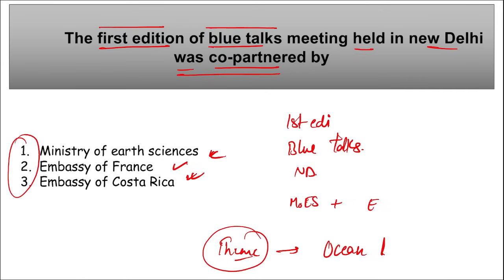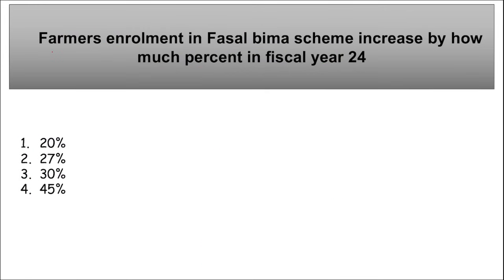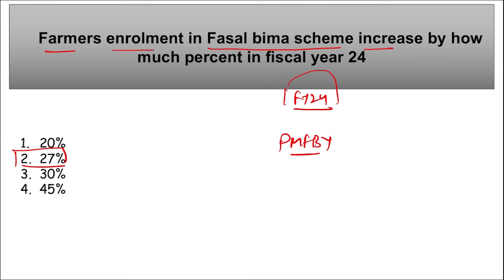It was ocean health and governance. Correct? More than 50 participants took part in this particular exercise. Next, farmers' enrollment in the Fasal Bima scheme increased by how much? So in fiscal year 24, the farmers' enrollment in Pradhan Mantri Fasal Bima Yojana increased by 27%, right?